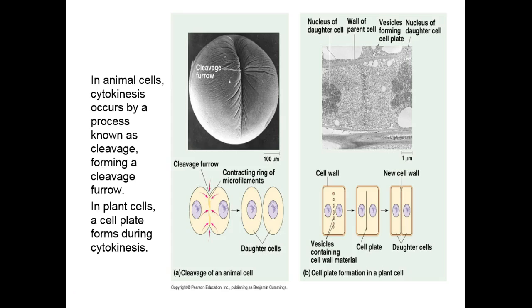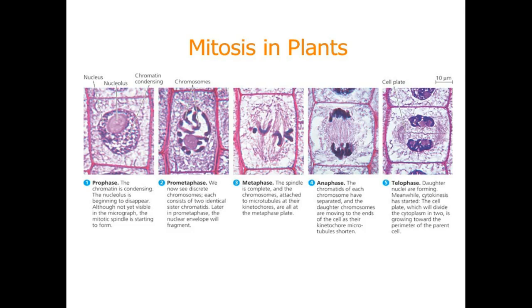So what happens is vesicles are created by the Golgi apparatus in the plant cell, and those vesicles then create the building blocks of the cell wall between the two new daughter cells. So it's slightly different in plant cells than animal cells.